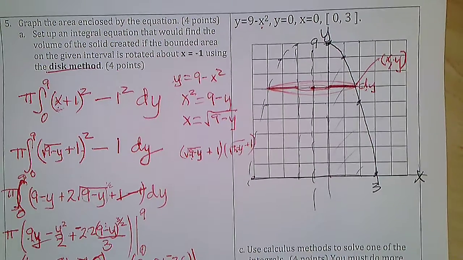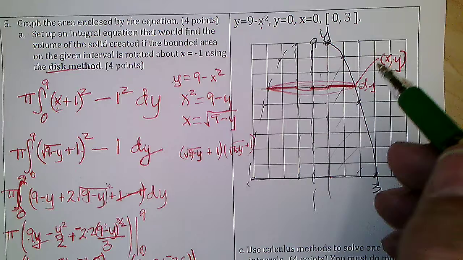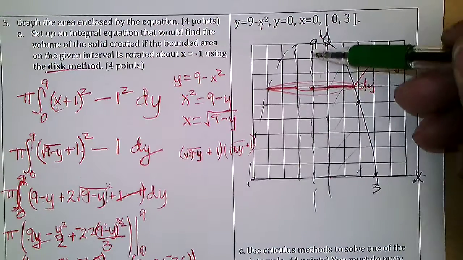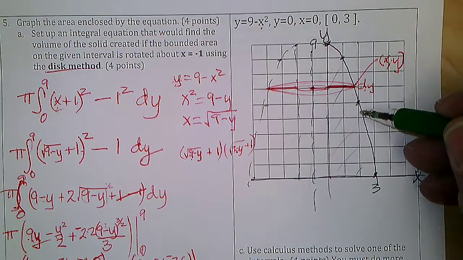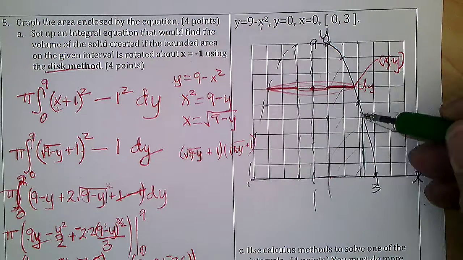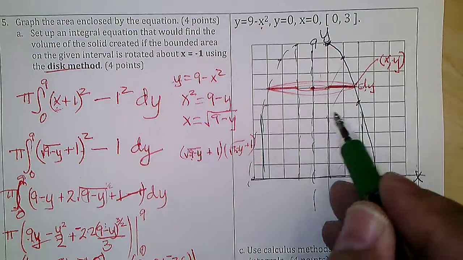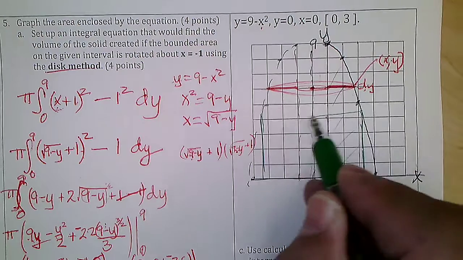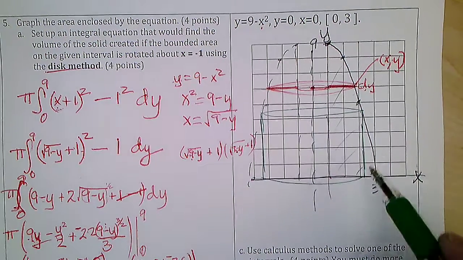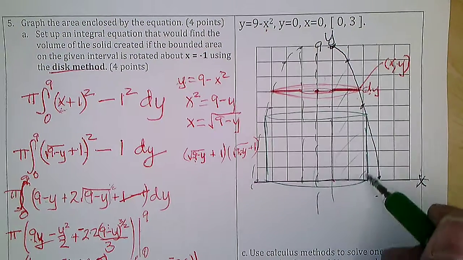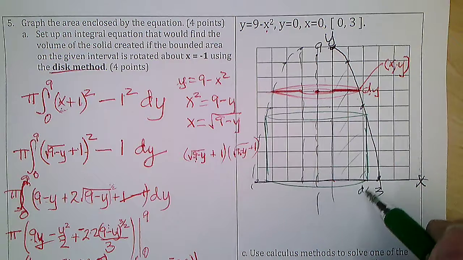Okay, now let's do it the shell method. So shell, we slice parallel to the axis, so I'll just do it out here, which would end up over here. And it's going to come around the axis, so like that and like that. That's a shell. That's a thin shell. The thickness of the shell is this way. The wall is dx thick.